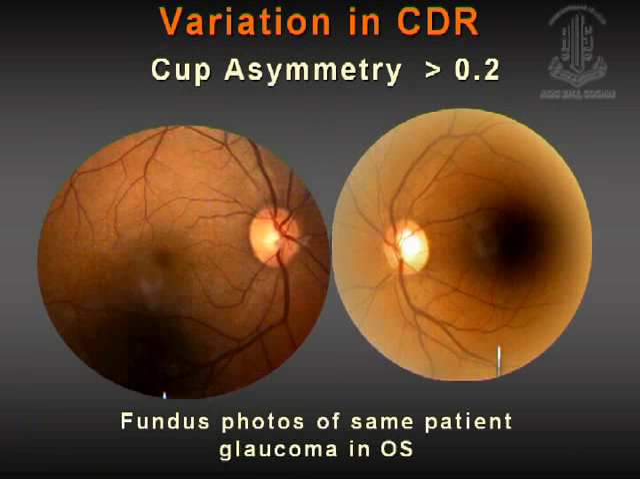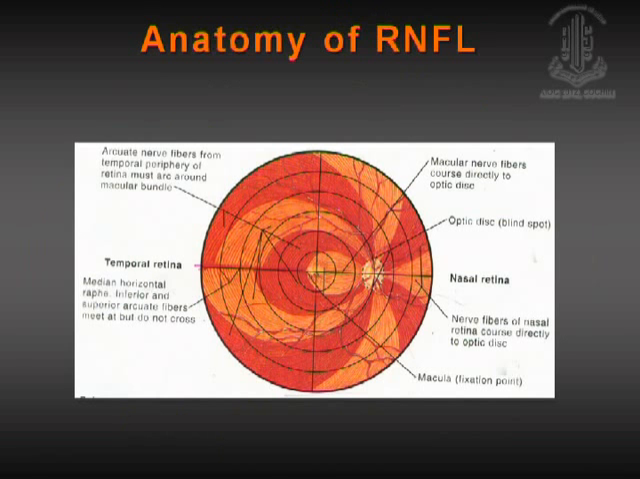But if there is cup asymmetry of more than 0.2, that is suggestive of glaucoma. If the disc is the same, but the difference in the CD ratio is more than 0.2, then the left eye has glaucoma. Before interpreting automated perimetry, we must know the anatomy of the retinal nerve fiber layer.